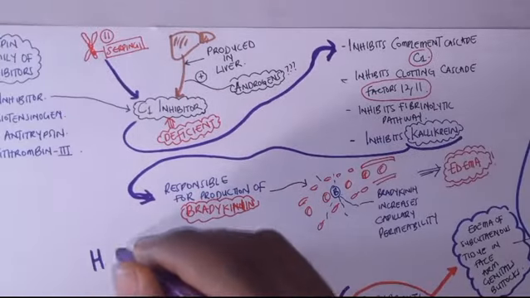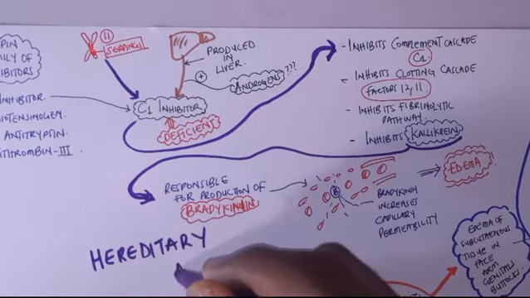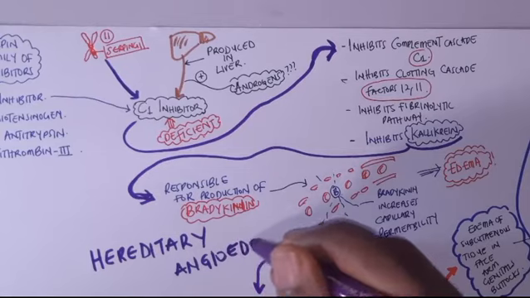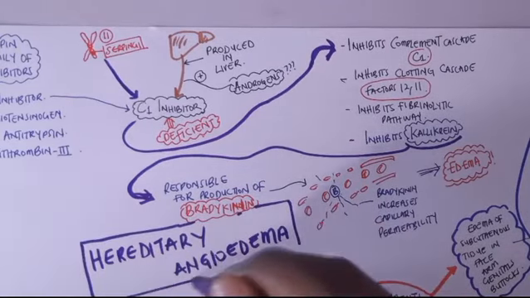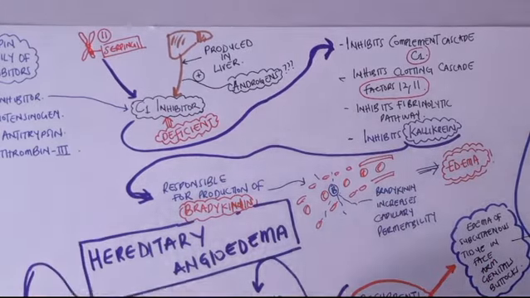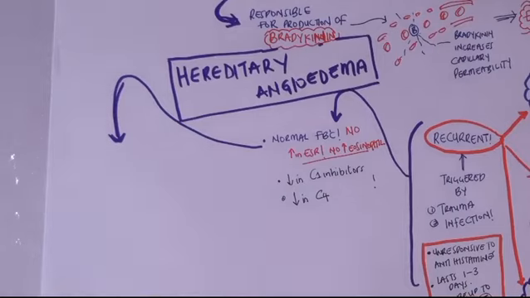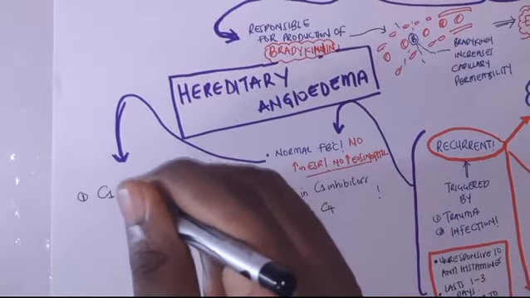Okay, I hope at this point you've had a full grasp of the pathophysiology, how it progresses, what the molecules are that are implicated in this condition called hereditary angioedema. You should also know that this kind of angioedema can be acquired, just that there's no genetic basis for the acquired angioedema. So, how do we treat?